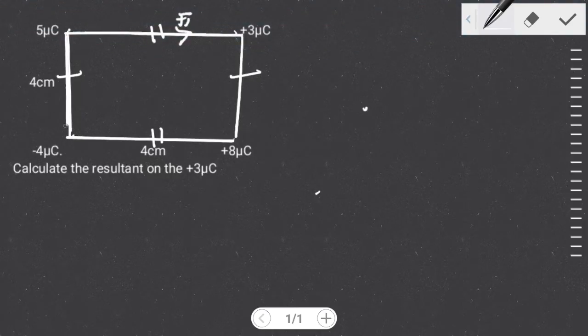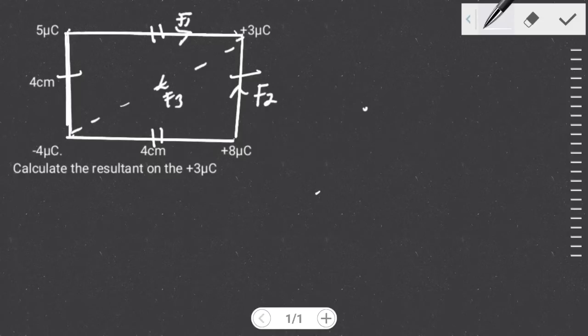And then the force between the positive 8 and positive 3 will also be repulsive, but in the upward direction, and let this one be F2. Now the force between the negative 4 and the positive 3 will be attractive, but the attractiveness will go downwards, and therefore let's have an imaginary diagonal here, but the force of attraction will move in this direction, and let this one be F3.